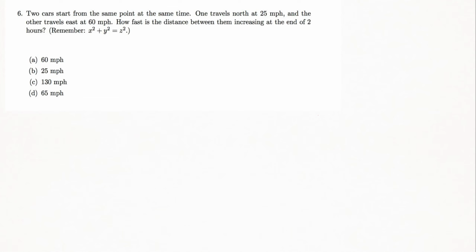In this problem, we're given information about how two cars are traveling. They both are going to basically end up making the two legs of a triangle for us. So the first one's traveling north at 25 miles an hour, and so we'll call that dy/dt is equal to 25. And then the other one is traveling east at 60 miles an hour, and so we'll call that dx/dt, and that's going to be equal to 60.